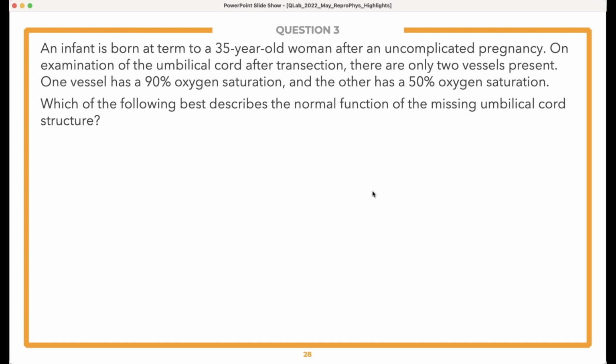So let's read the vignette. An infant is born at term to a 35-year-old woman after an uncomplicated pregnancy. On examination of the umbilical cord after transection, there are only 2 vessels present. One vessel has a 90% oxygen saturation, and the other has a 50% oxygen saturation. Which of the following best describes the normal function of the missing umbilical cord structure? Think about that. Let us know how many steps you think this one will take to solve as I pass it over to Paris.